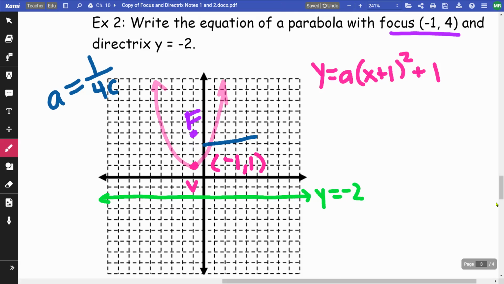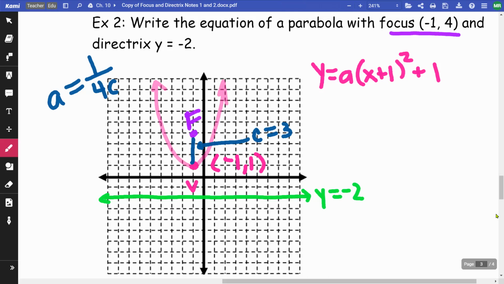So how far am I moving here? Well, from here to here, my c is going to be 3, because I'm going 3 up to here. Okay, I'm going 1, 2, 3. From my vertex to my focus, my c is 3.